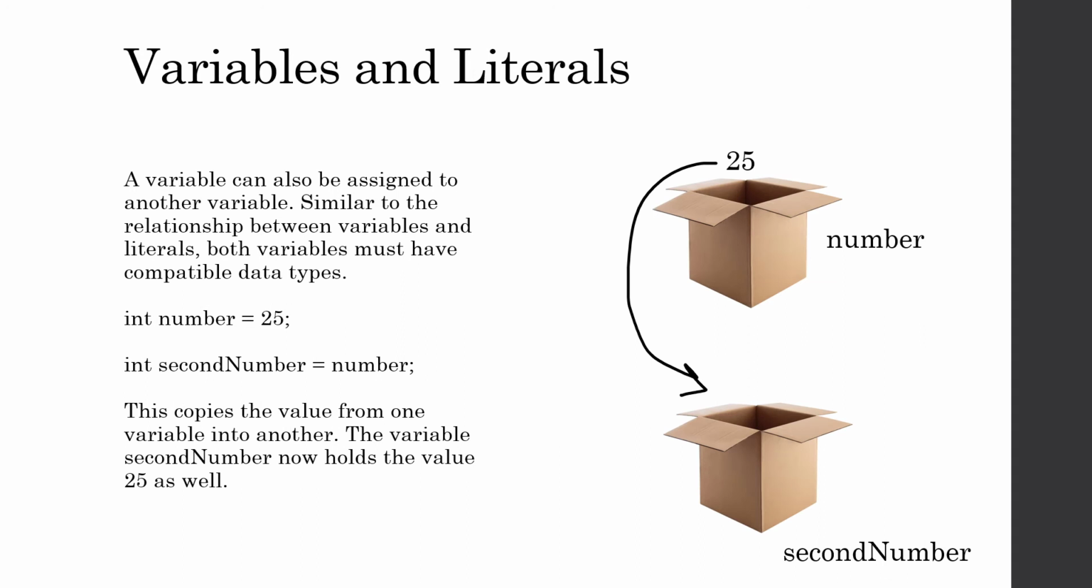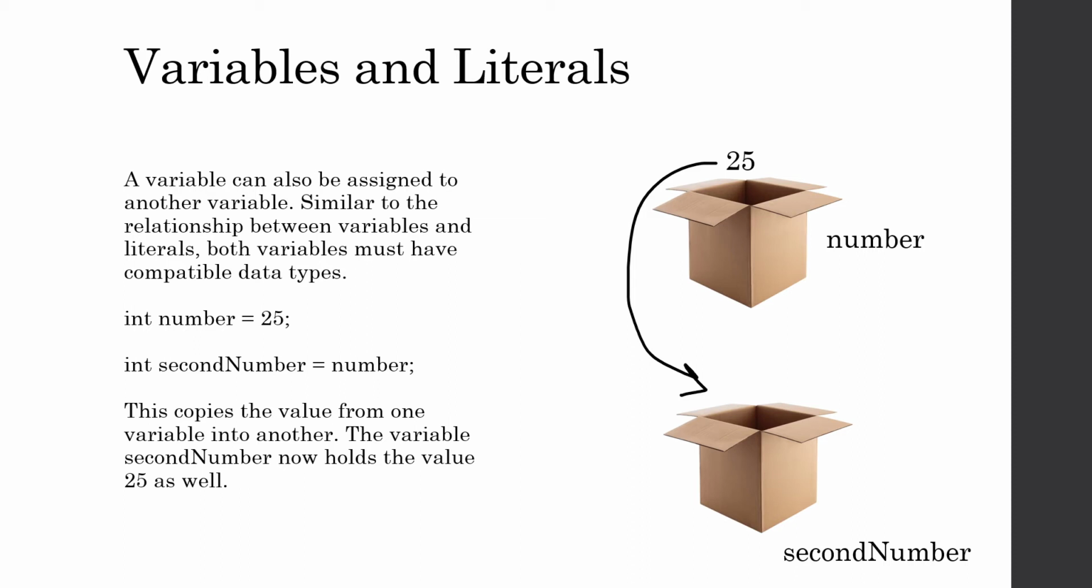Another thing that I want to go ahead and say about assigning a value to a variable, we can also take a value that's in one variable and assign that to another variable. So similar to the relationship between variables and literals, both variables must have compatible data types. In this case, I'm just going to be working with two ints. So we have number and second number. You'll notice that the data type for both of these is int, so they will be compatible with each other.